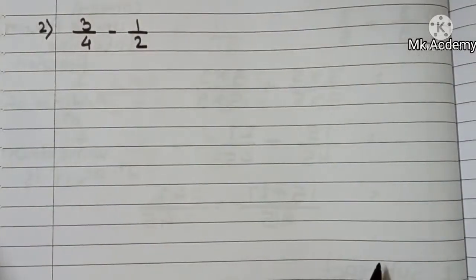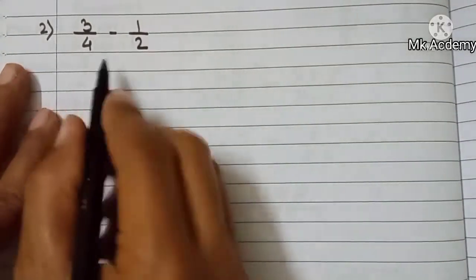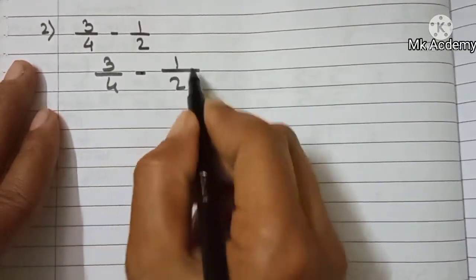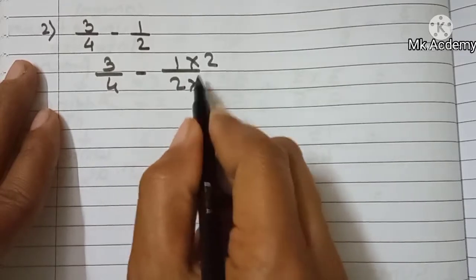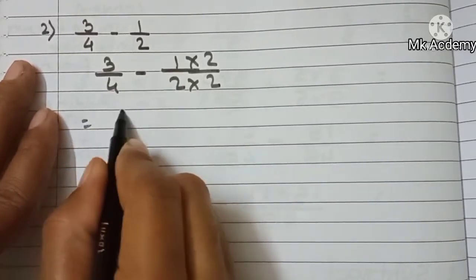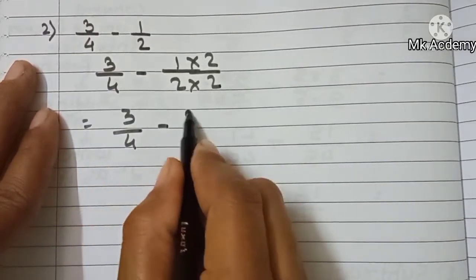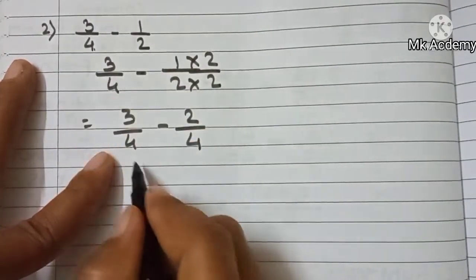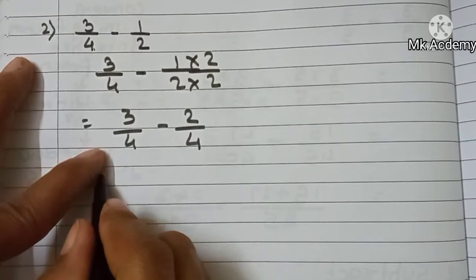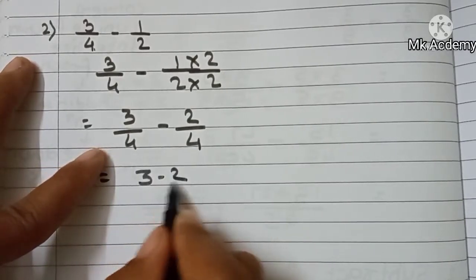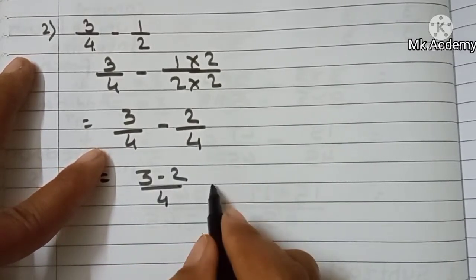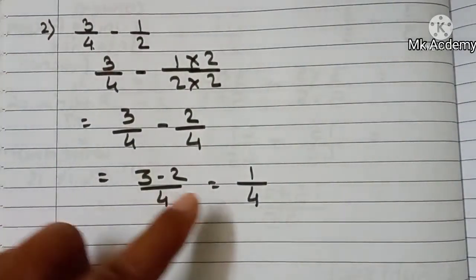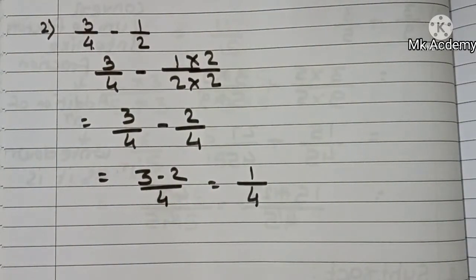Okay, now example number 2. 3 upon 4 minus 1 upon 2. Multiply numerator and denominator by 2. 3 by 4 minus 2 upon 4. This converts unlike fractions into like fractions. Now do subtraction. 3 minus 2 upon 4 is equal to 1 upon 4. We get the answer 1 upon 4.